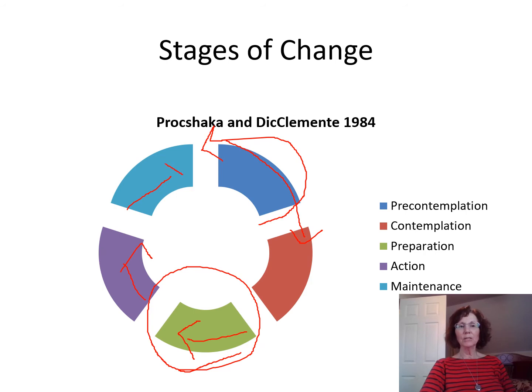Maintenance is the stage we stay in when we're working on our problem, and this is an open-ended stage. When we move off of this and go to the big R, which we know as relapse, we have to start the stages of change all over again.